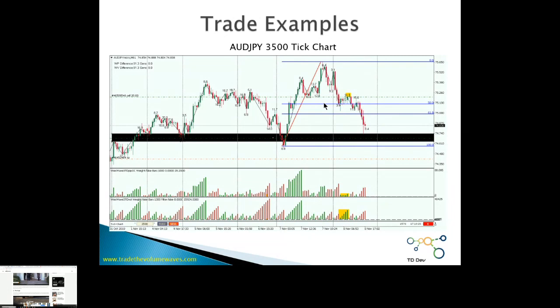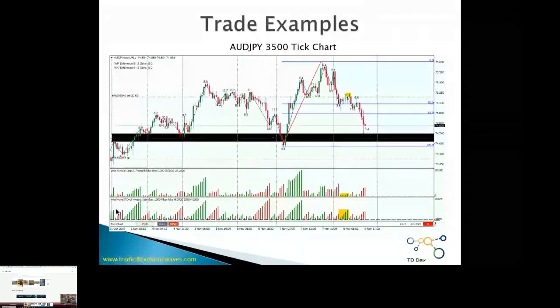These indicators also work on tick charts. Tick charts are constant volume charts, so there's no need to put the volume indicator. So on the specific example, this is Australian dollar, Japanese yen. This is a 3,500 tick chart, which is about 1 hour, let's say, of ticks. So each volume is 3,500 ticks. If we were to put a volume indicator down here, it would be just same size bars. So let's look at this example, okay?